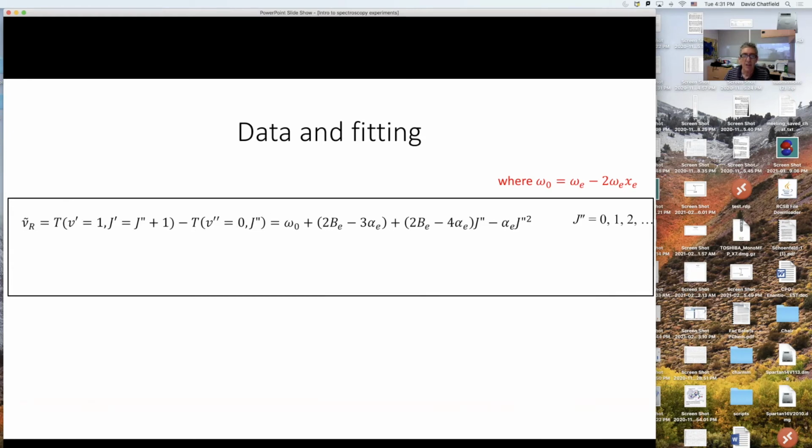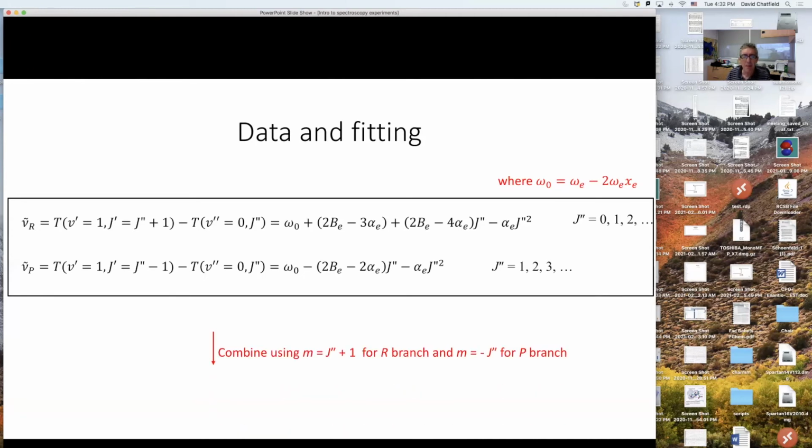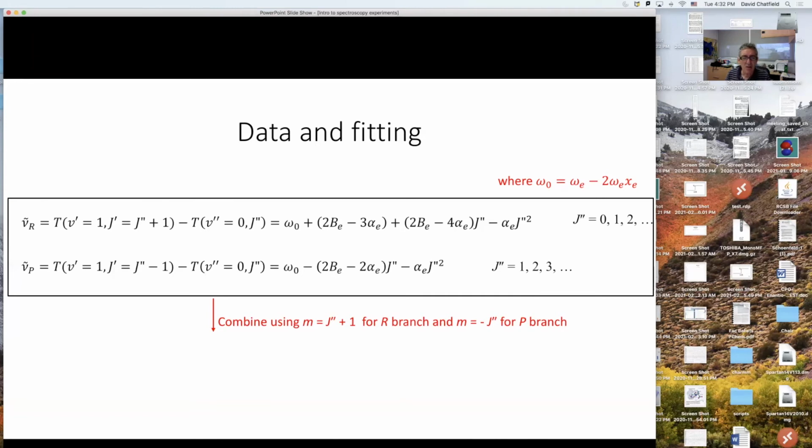That's the lower state. And so when you do some algebra, this is what you get, an expression in terms of ω0, Be, αe, and so forth. Now, ω0 is the difference, ωe minus 2ωeXe. Okay, so there you go. For the P branch, you get an analogous expression. It's just a little simpler. Now, in this expression, we have not included the centrifugal distortion. We can do that also, but we haven't done it here.